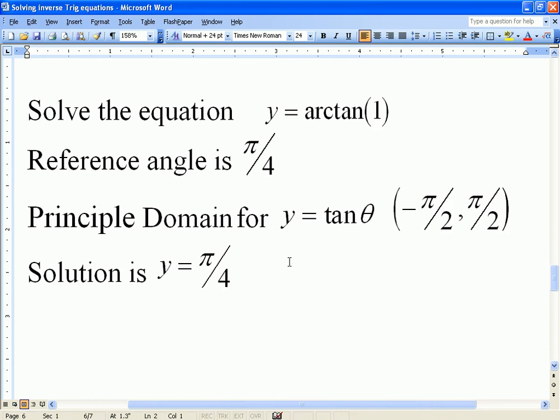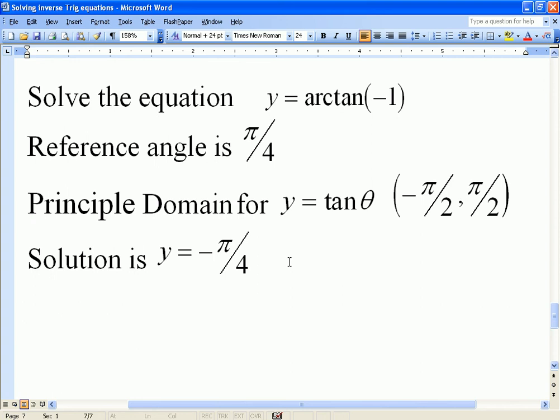Solving now the inverse trig equation, y equals arc tangent 1. We would look at the unit circle and see that the reference angle is pi over 4. The principal domain for the tangent function we know is any angle between negative pi over 2 and pi over 2. Because it is plus 1, we want to find the angle whose tangent is plus 1. My answer would be in the first quadrant. So my reference angle is the angle that I'm looking for. Y would equal pi over 4.